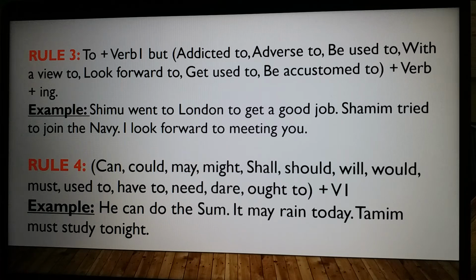Look at the example. Shimu went to London to get a good job. Here you see to get. After to, verb is in base form. Shamim tried to join the Navy. Here you see after to, verb is in base form. I look forward to meeting you. Here you see the phrase look forward to is used, so for that reason, meeting is used with ing.